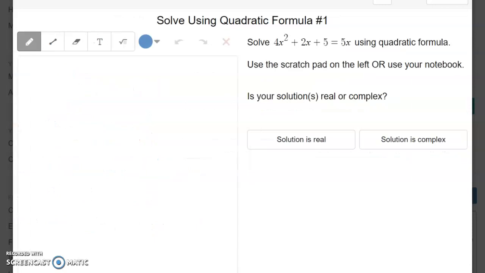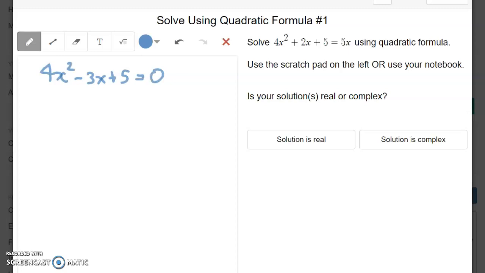Number 3, solve using quadratic formula. Okay, the first thing we need to do when you have a quadratic equation is to turn it into standard form before we can use the quadratic formula. So I need to bring 5x to the other side by subtracting 5x. So that becomes 2x minus 5x is negative 3x plus 5 is going to be equal to 0.